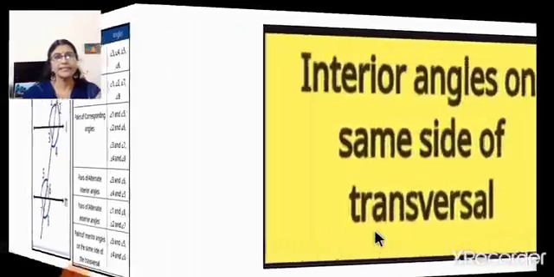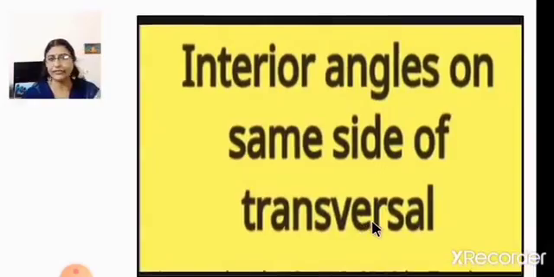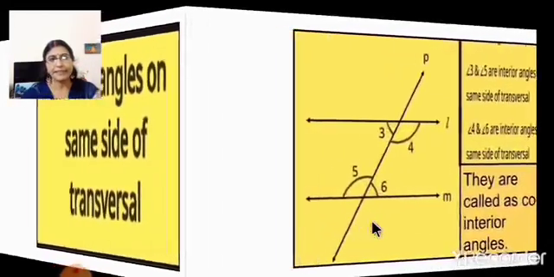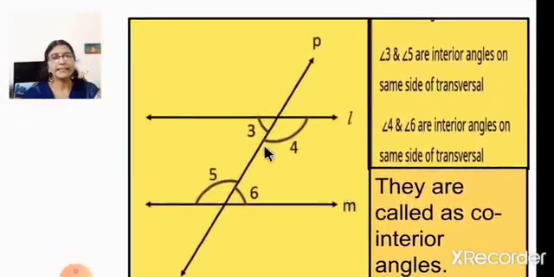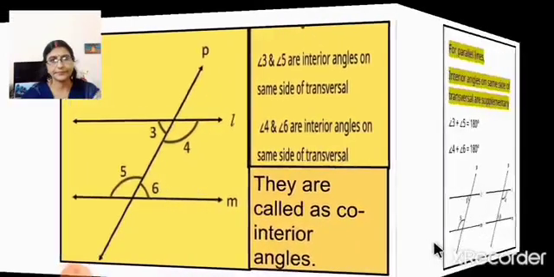Now next, interior angles on the same side of transversal, just now we have seen. So let us understand it better. See here, angle 3 and angle 5, they are on the same side of transversal. Here angle 4 and angle 6 are the interior angles which are on the same side of transversal. They are called co-interior angles.